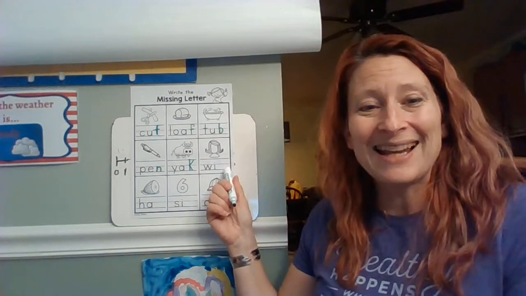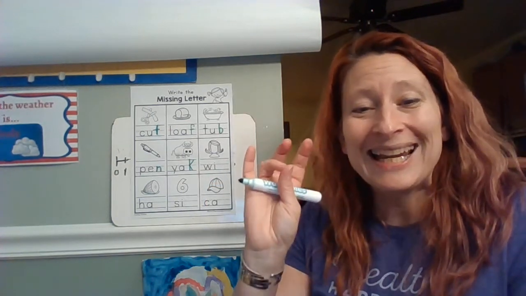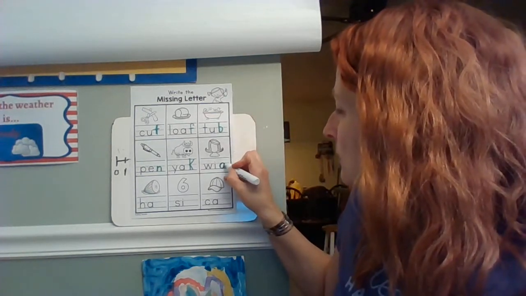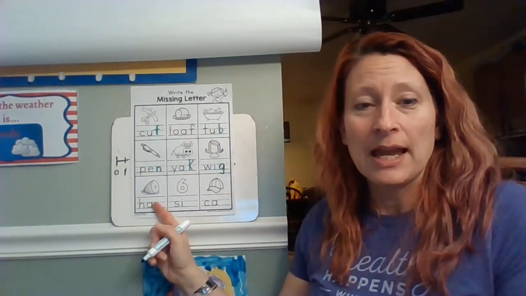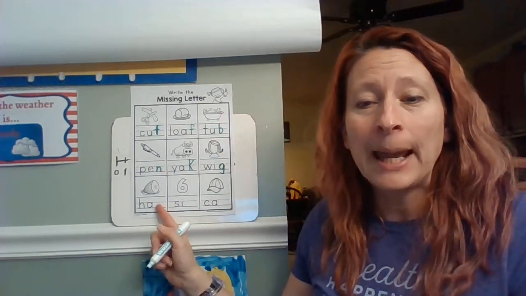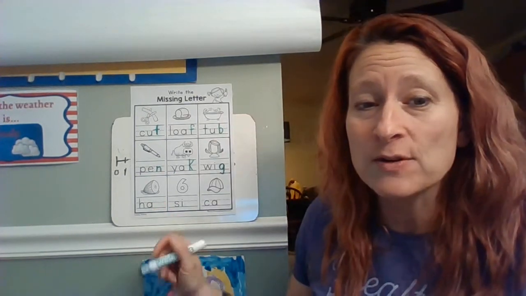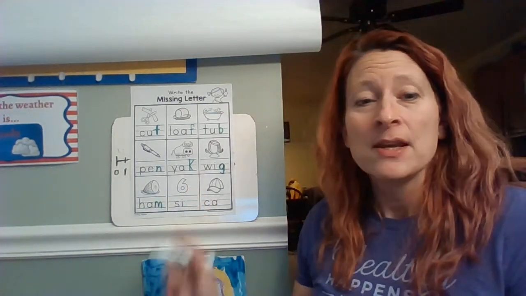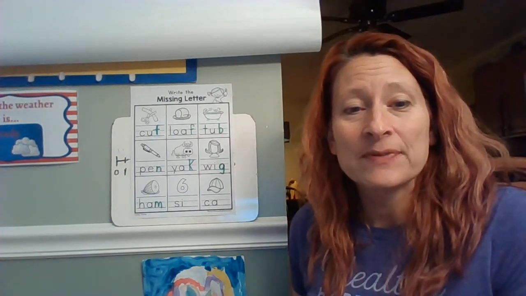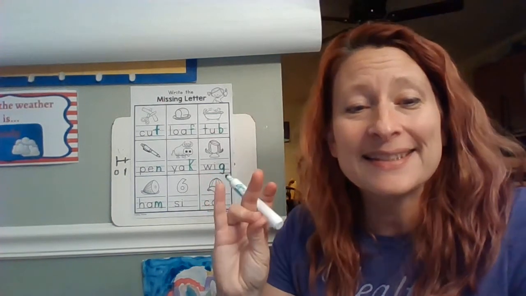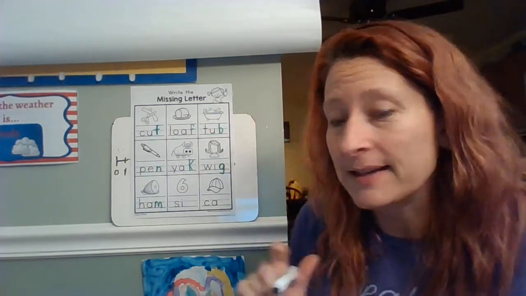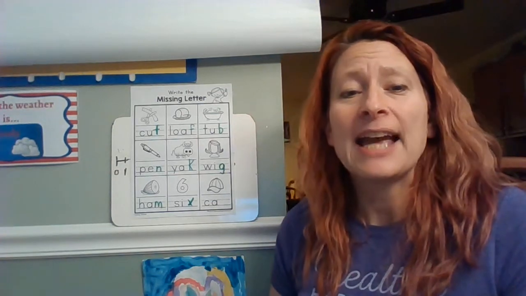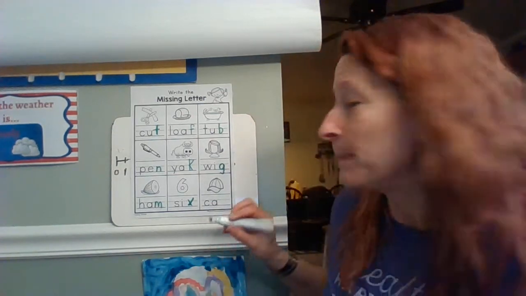Okay. Next one is a wig. Wig. What does that sound? It's a G. Okay, this is ham. Ham. That's an M. Okay. This is the number 6. 6. It's an X sound, so that's what letter? X. And the last one is a cap. Cap. It's a P. Very good.